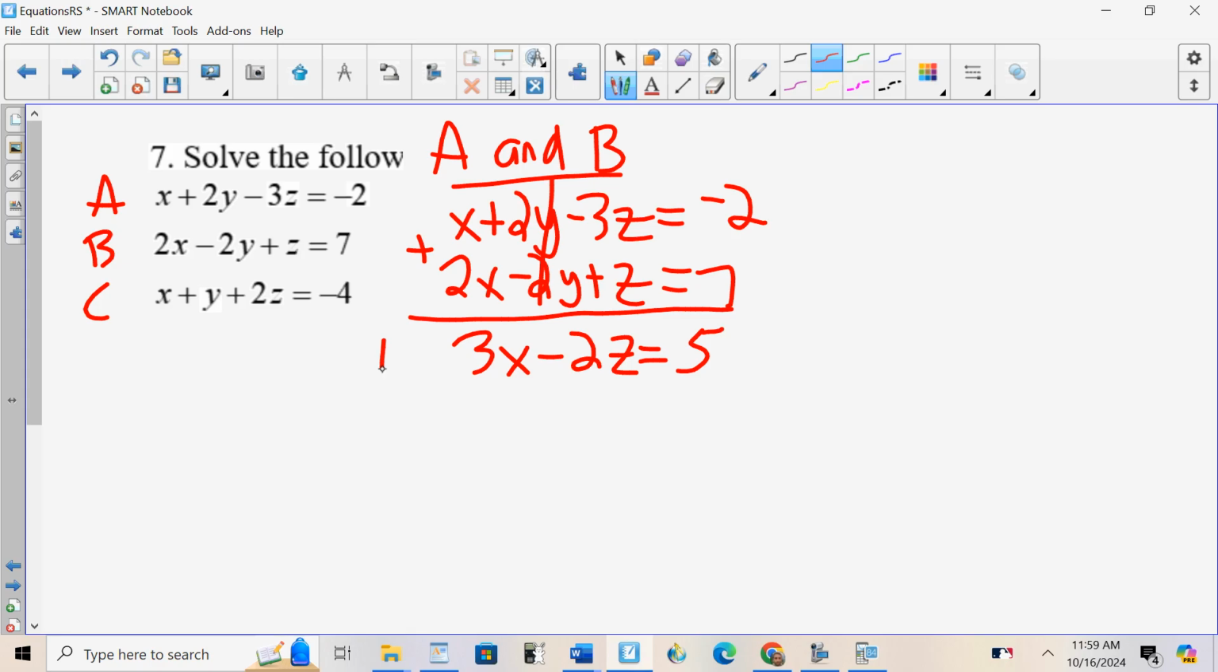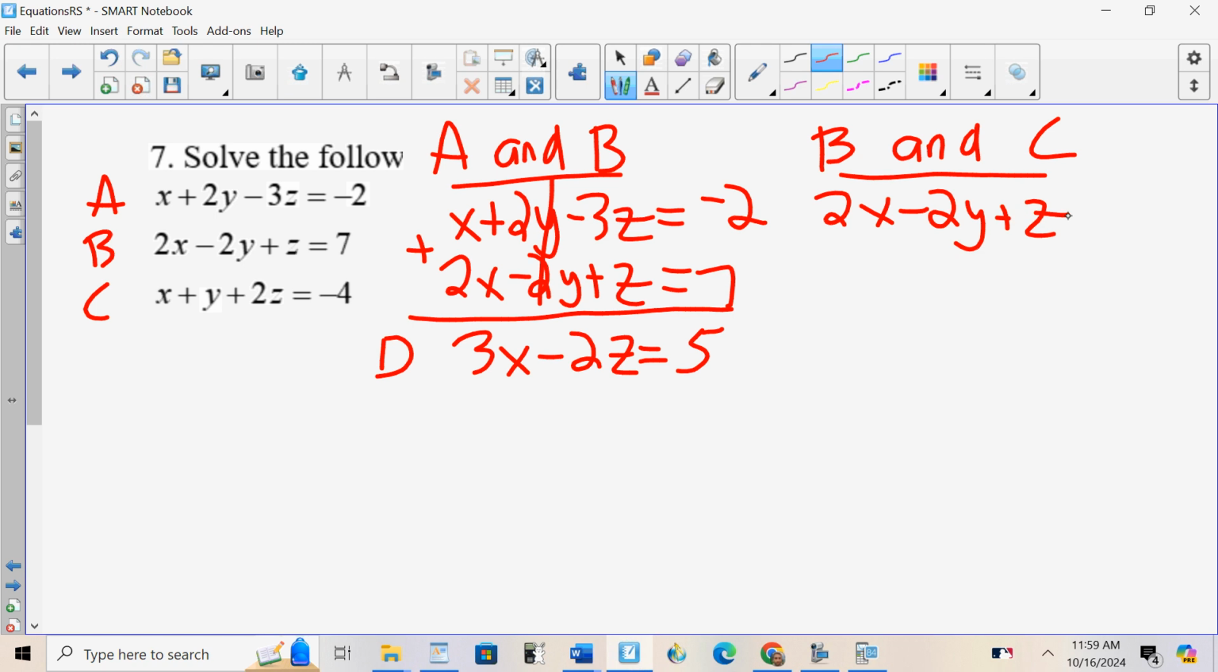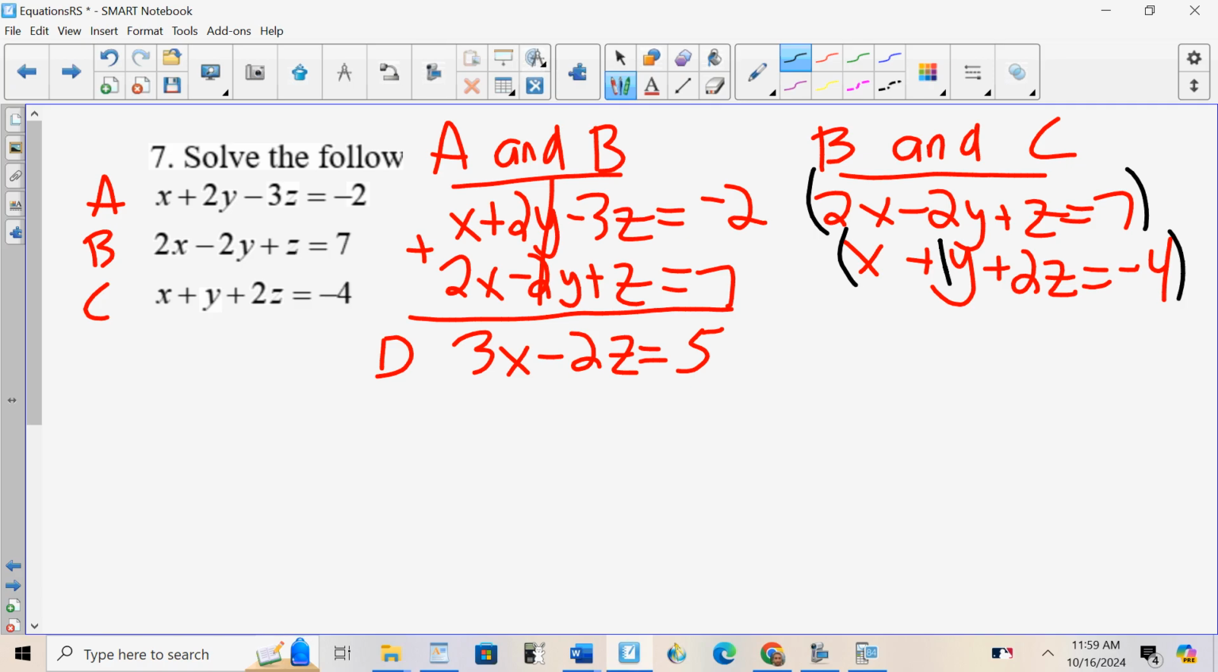So that's equation D. I'm going to pick another pair of equations now and get the same variable to cancel. So since I got y to cancel in the first one, I have to get y to cancel in the second set. I'm going to choose B and C since the y's are different signs. X plus y plus 2z equals negative 4. In this case, I will have to multiply each equation by the other's coefficient. Since I have a 1 on bottom, I put a 1 on top. I put a 2 on bottom. The signs are different. That's good. So I keep everything outside positive.